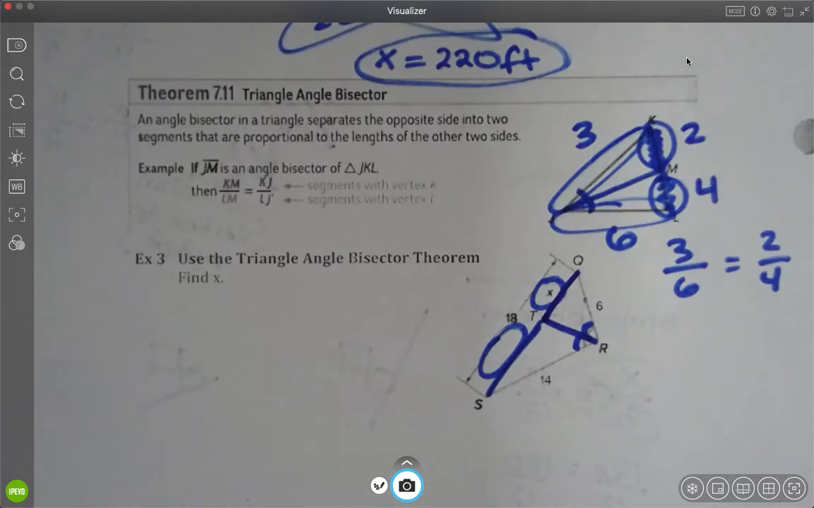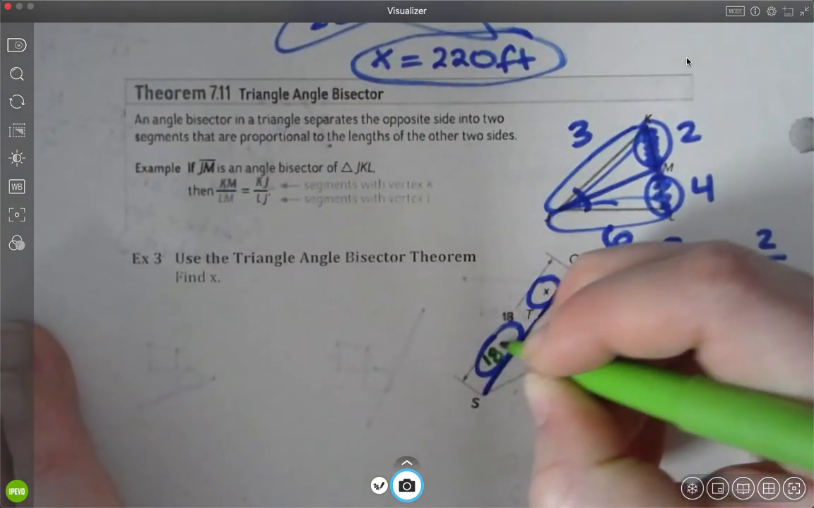It's 18 minus x. If this is 10, then this is 8, right? If 18 minus the x will give you that spot, right? You don't get that? Okay. 18 minus x.